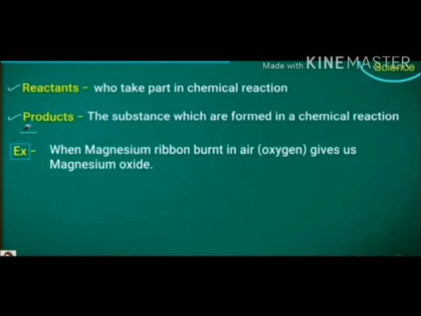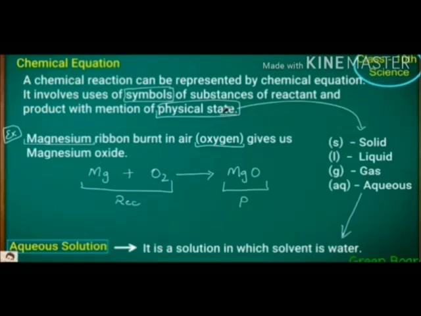Now, the chemical equation. In a chemical equation, we use symbols. It is a means of representing a chemical reaction by use of symbols and physical states. What are the physical states? There are four types: solid, liquid, gas and aqueous. You can see S for solid, L for liquid, G for gas and AQ for aqueous. Aqueous is a solution in which the solvent is water.